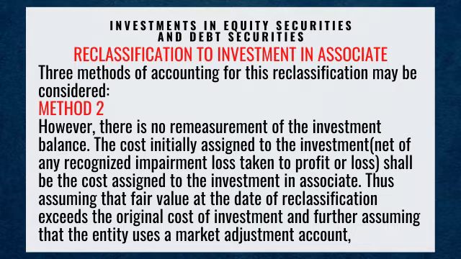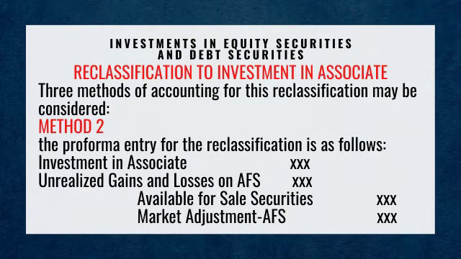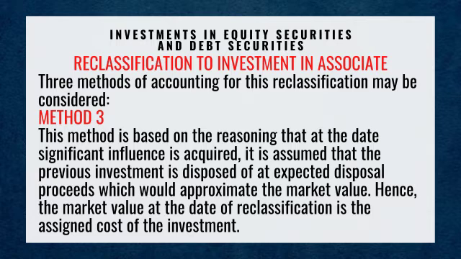Thus, assuming that fair value at the date of reclassification exceeds the original cost of investment, and further assuming that the entity uses a market adjustment account, the pro forma entry for the reclassification is as follows: debit investment in associate, debit unrealized gains and losses on available for sale securities, credit available for sale securities, credit market adjustment, available for sale securities. Method number 3.